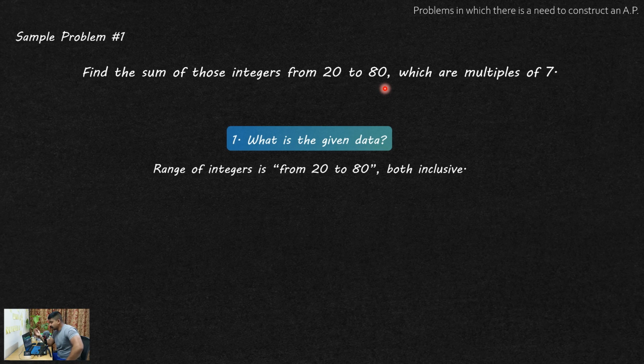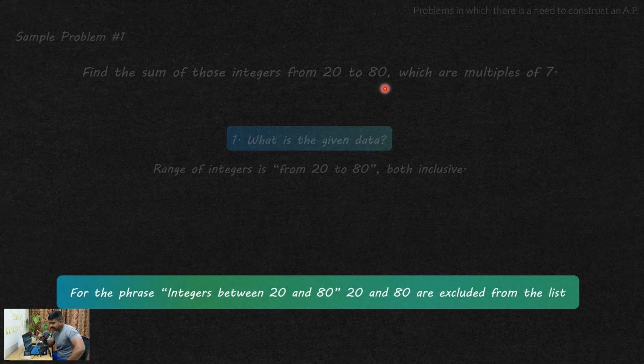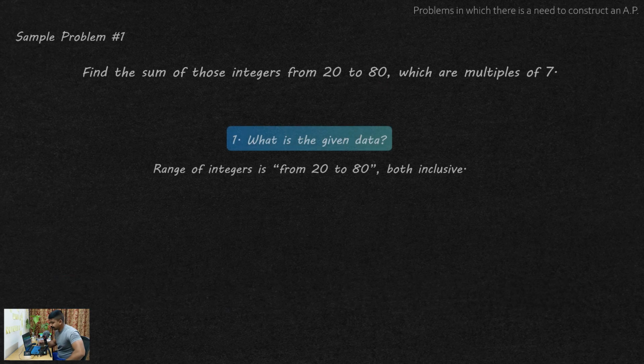Range of integers is from 20 to 80, both inclusive. Remember, for the phrase integers between 20 and 80, 20 and 80 are excluded from this list. If you are told integers between 20 and 80, you will not count 20 and 80. Whereas if you are told from 20 to 80, then you will include 20 and 80 as well.